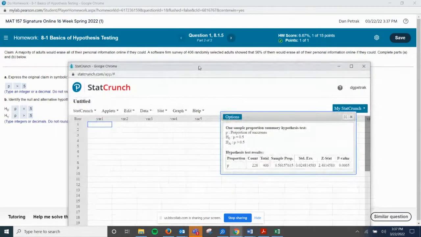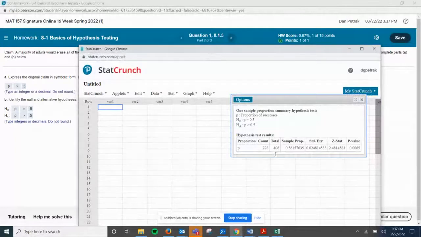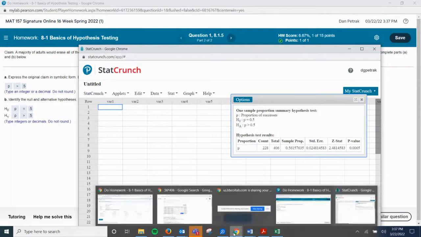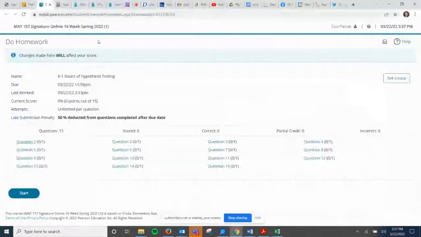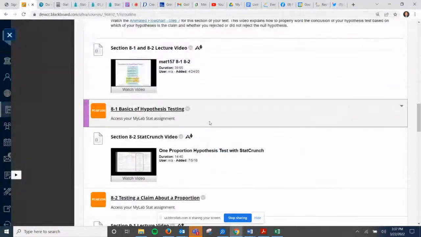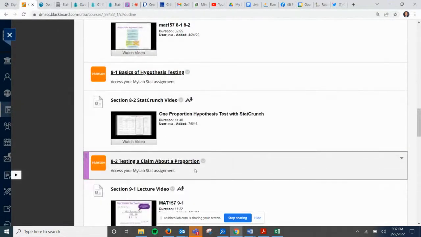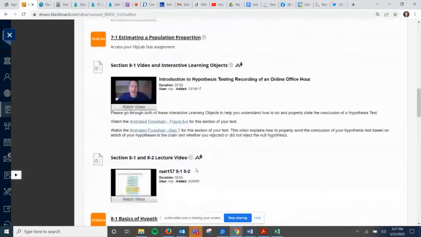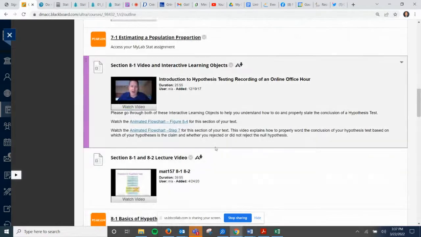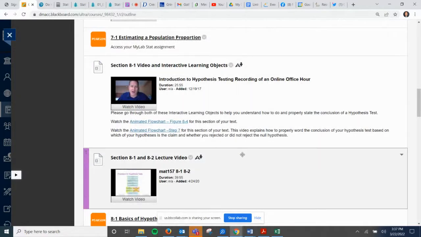Was that kind of what you were looking for? Yeah, that makes sense. And seeing it walked through on StatCrunch helps too. It's the hardest thing for me in all this, getting the terms right and knowing the language of what it's asking for. And so it helps seeing it.